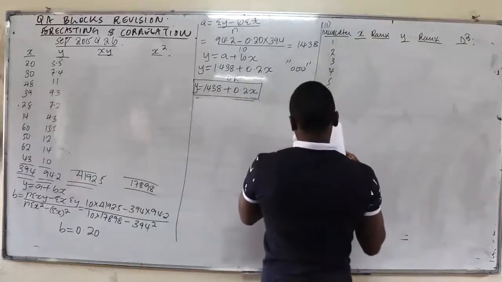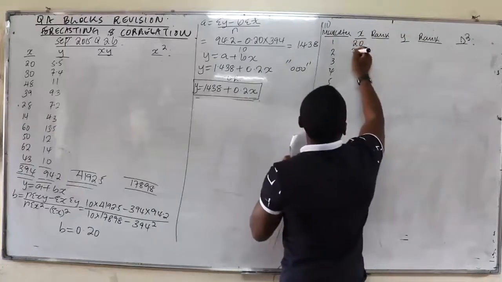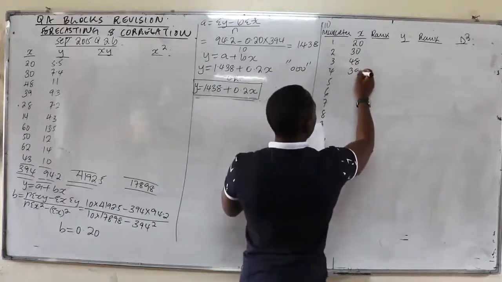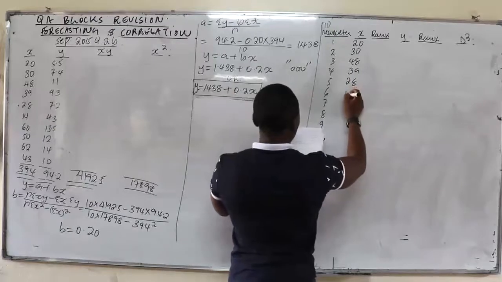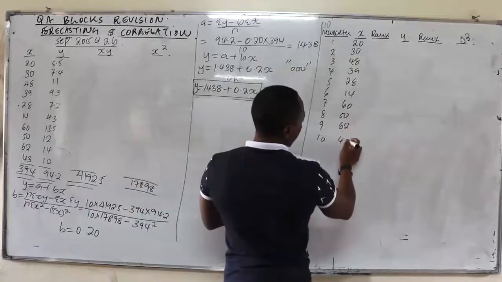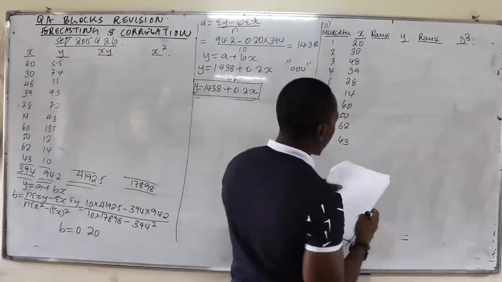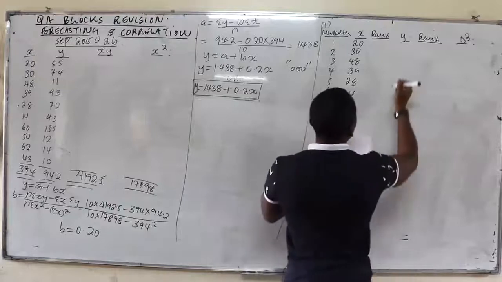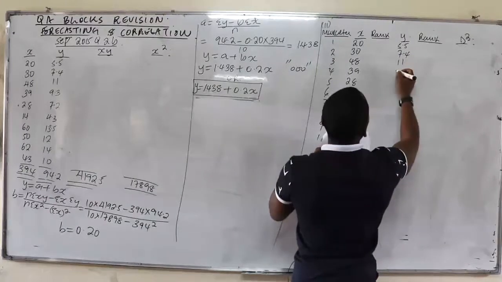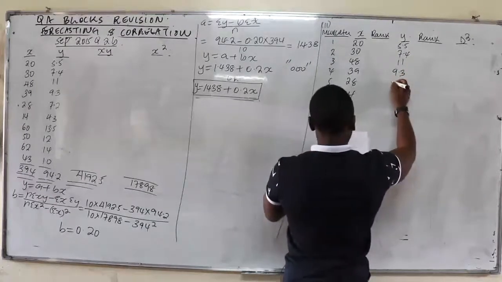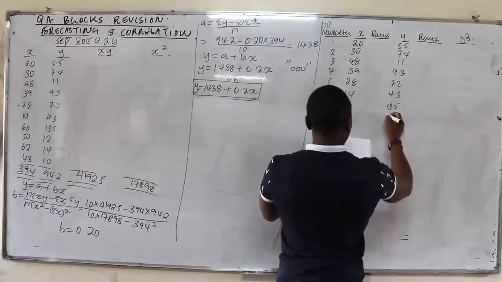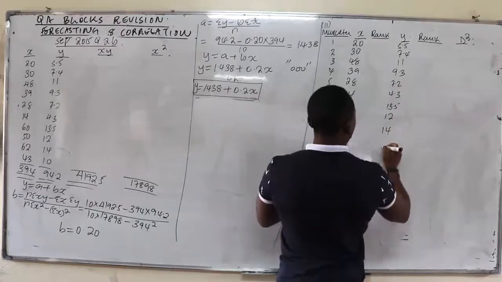So X, we had 20, 30, 48, 39, 28, 14, 60, 50, 62, 43. Then Y, that's the earnings. We had 5.5, 7.4, 11, 9.3, 7.2, 4.3, 13.5, 12, 14, and 10.